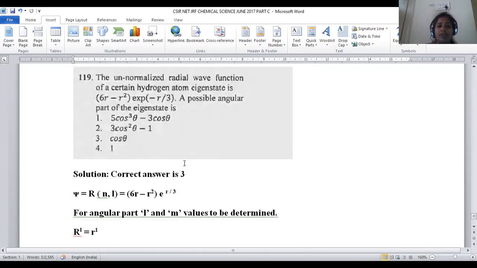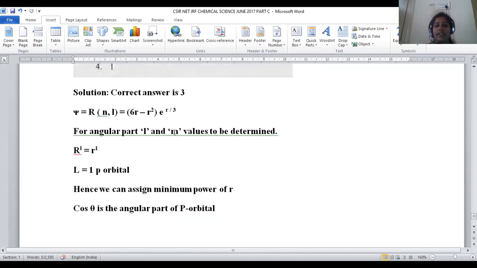Let us move on to question number 119. The unnormalized radial wave function of a certain hydrogen atom eigenstate is 6r minus r square, exponential minus r by 3. A possible angular part of the eigenstate is, okay, so the unnormalized radial wave function of a certain hydrogen atom eigenstate is given as 6r minus r square, exponential minus r by 3. A possible angular part of the eigenstate is to be predicted.